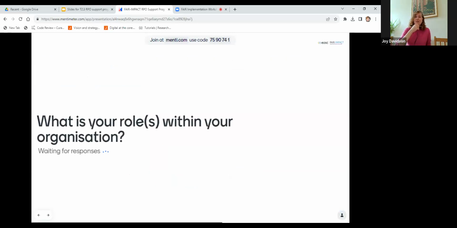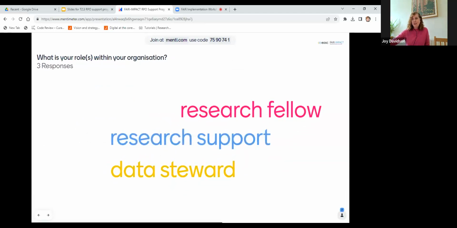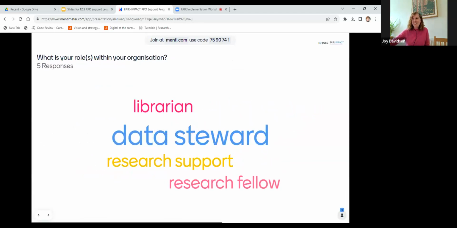What I'd like to know now is, you're joining today, but what's your role within your organization? Just trying to get a sense of who has different roles within your organization and what kinds of people are joining today. So data stewards, that's good. We were expecting to get some of you.